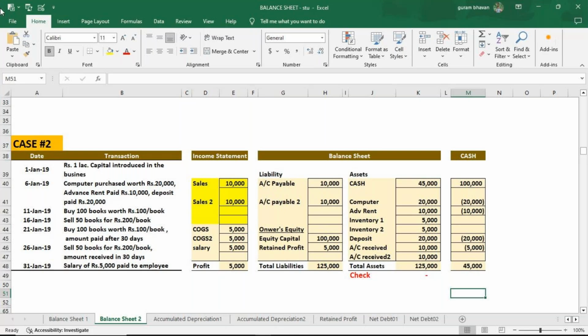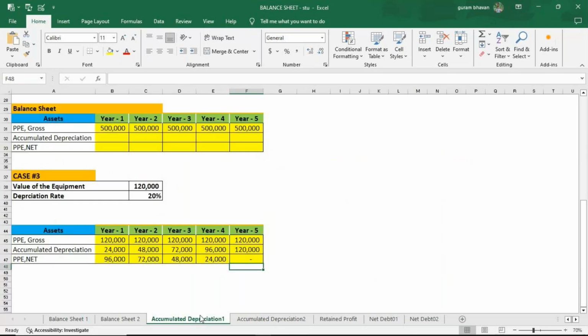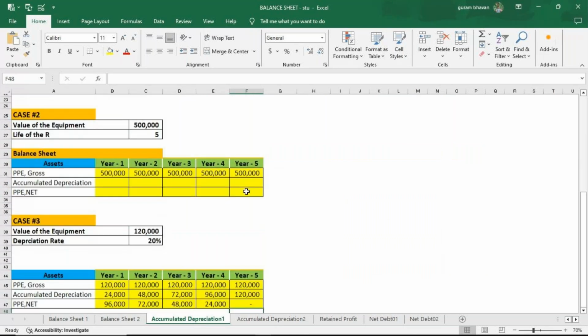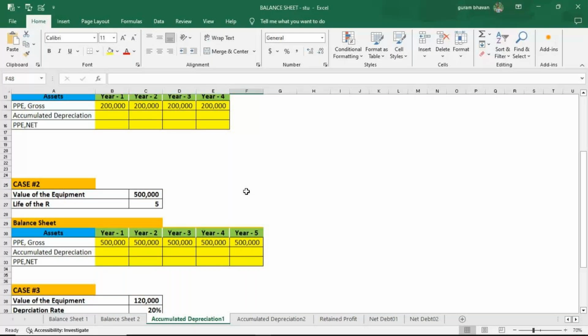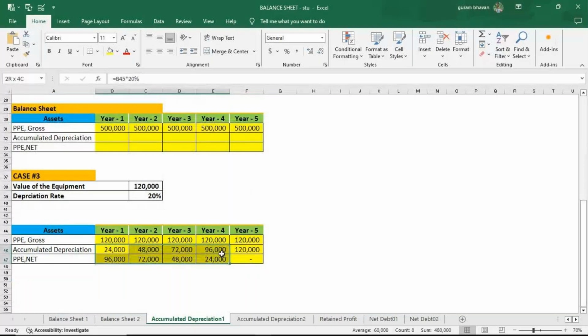Done? Yes, ma'am. Very good. So you people were able to tally the amount, right? Yes, ma'am. Okay. Next, we have come to accumulated depreciation. The first one and second one I had done. The percentage one, I wanted you people to do.